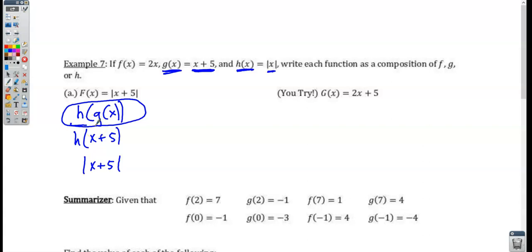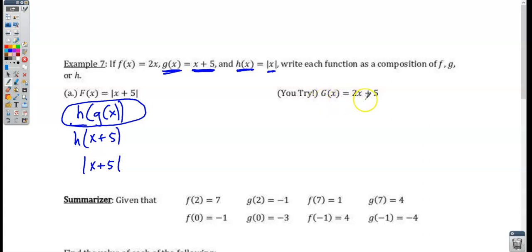Go ahead and pause real quick and give the second part a try, and come back in about 5 seconds when you are ready to see the answer. Go ahead and pause now. All right, here we go.